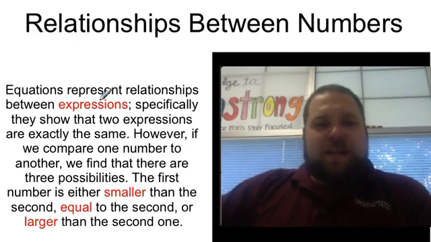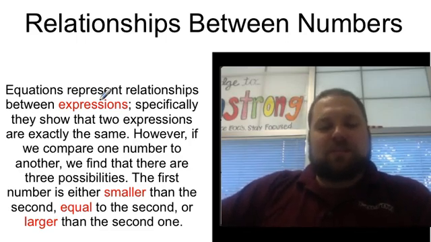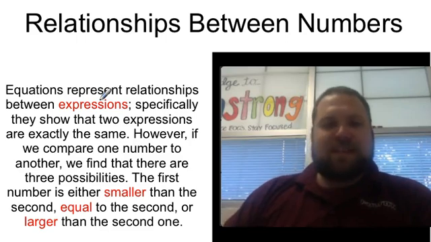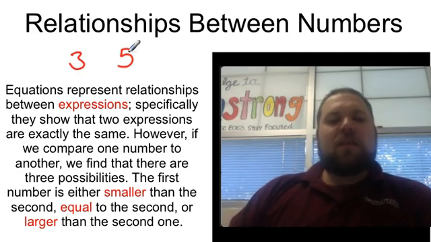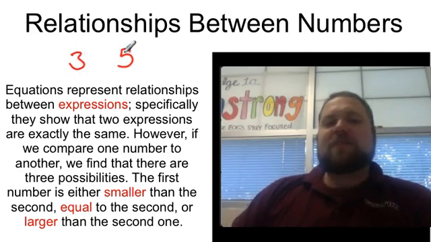Equations, which we've already talked about, just represent relationships between expressions. And that's the big idea, that it is relationships that we're talking about. Specifically, the equal sign means the two expressions are exactly the same, no difference between them. But if we take any two numbers, let's say 3 and 5, there are three options for how this first number can relate to the second one. This first number can be smaller than the second one, it can be equal to the second one, or it can be bigger than the second one.